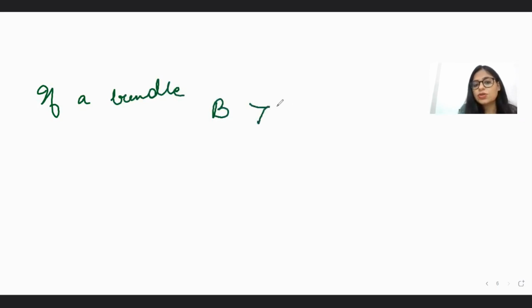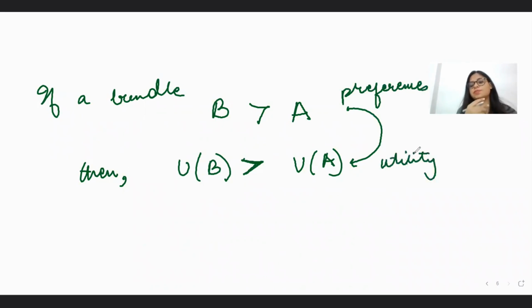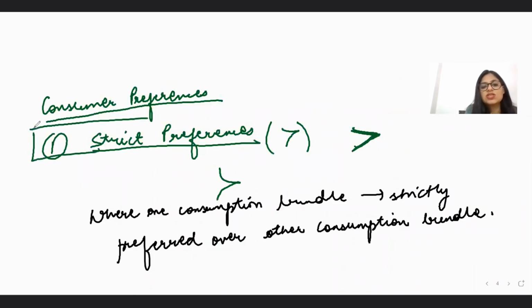So if a bundle, let's say B, is strictly preferred to bundle A, then the utility from bundle B will be strictly greater than the utility from bundle A. So we go from a concept of preferences to a concept of utility. Is that okay? This is the first kind of preferences that we have, known as strict preferences.